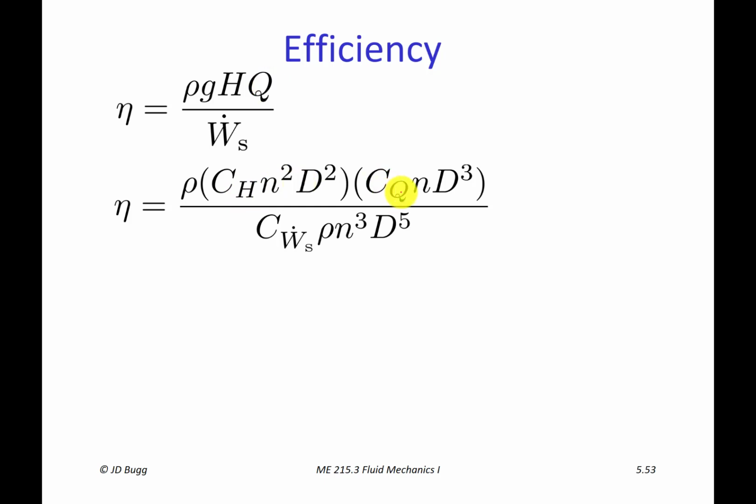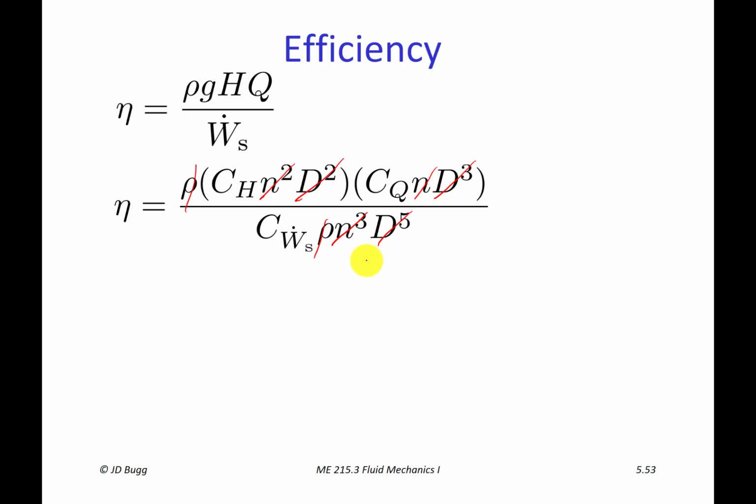Q becomes the capacity coefficient times nd cubed. And the power becomes the power coefficient times rho n cubed d to the fifth. Now if you look at this, rho cancels with rho. We have n squared there and n there, which is n cubed. So those cancel with that. And we have d to the fifth here because we have d squared and d cubed. So we have d to the fifth there and d to the fifth there.